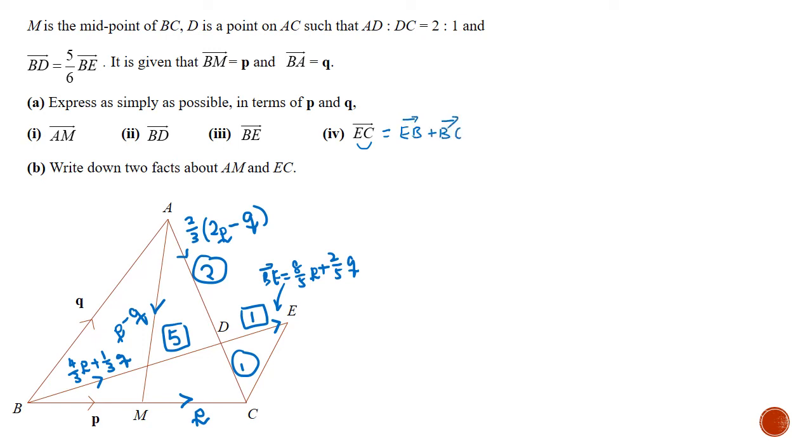And vector EB was found earlier, and it will be the negative of vector BE, which is negative of 8 over 5 vector P plus 2 over 5 vector Q. And BC is actually 2 vector P. And simplifying this, we will have 2 over 5P minus 2 over 5Q.